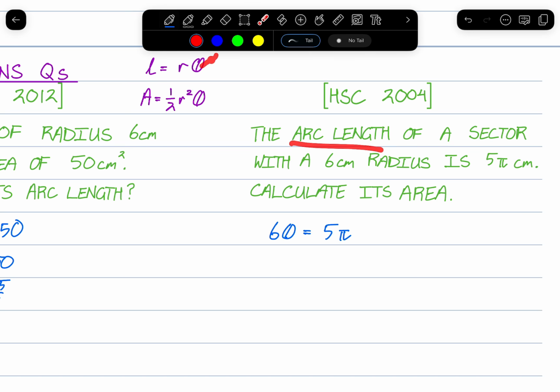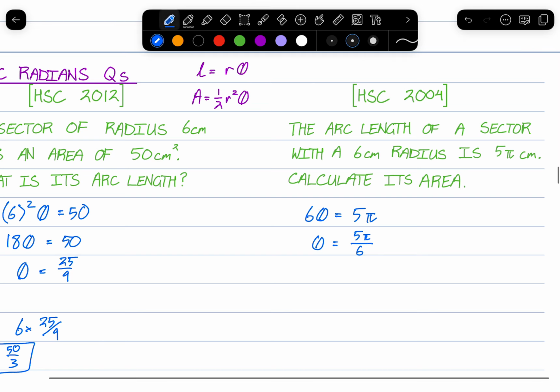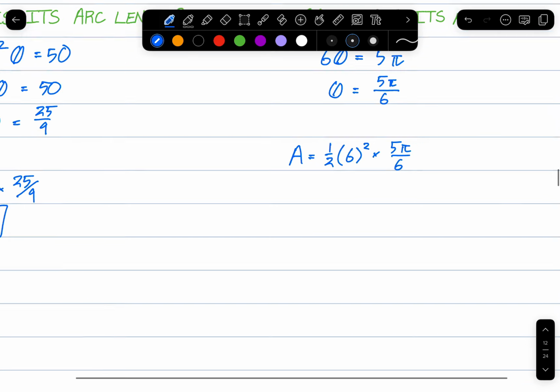So arc length, r theta, is 5 pi, good. So theta is simply 5 pi on 6. Now from here, we can simply use the information that we have to calculate its area. So area equals half, the radius is 6 squared, times 5 pi on 6.